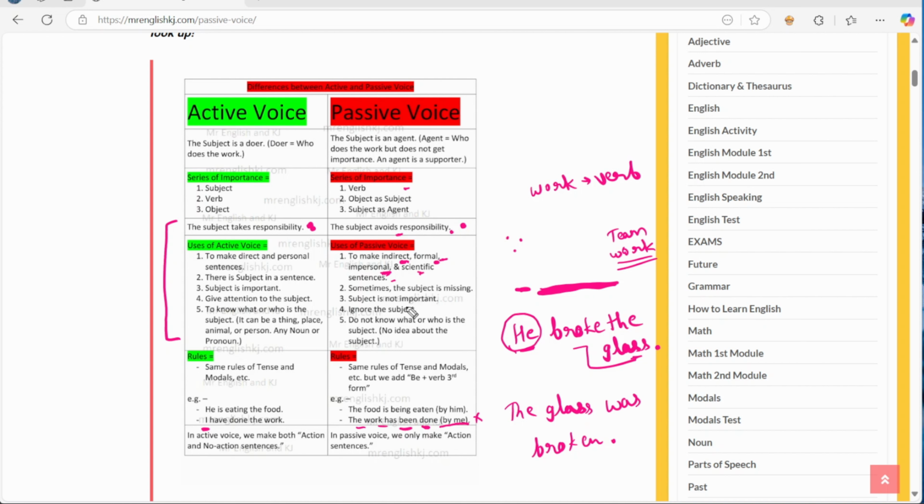Scientific also. Scientific sentence, meaning to say mostly in government documents you will find passive. Mostly in government documents or contracts, there you will find passive voice. Do you know why? Because they don't want to take the blame directly to themselves. They don't want to take responsibility directly to themselves. That's where they create passive.